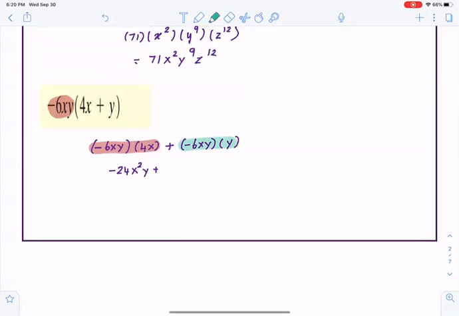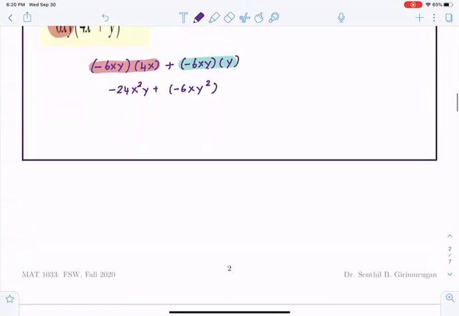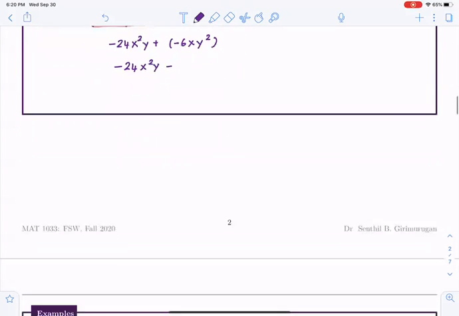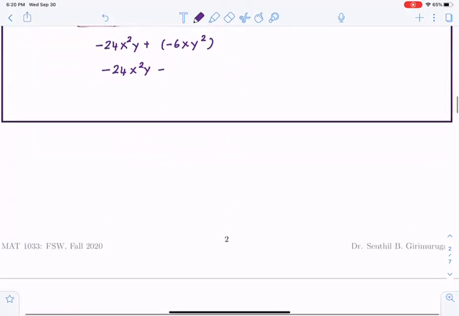In the second term here, we have a constant, which is negative 6. There is an x in negative 6xy, but there is no x in the y term, so x times 1 would simply be x. And lastly, y times y is y squared. So what we would have is negative 24 x squared y minus, why do we put that minus? It's because plus times minus is minus. So negative 6x y squared.